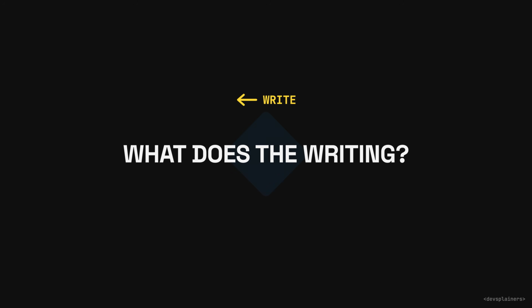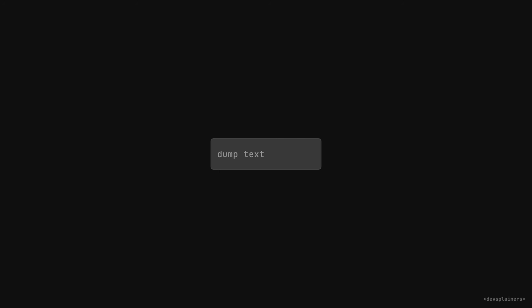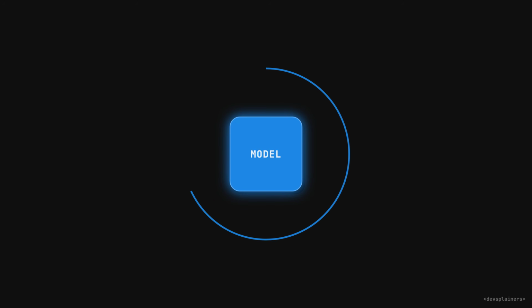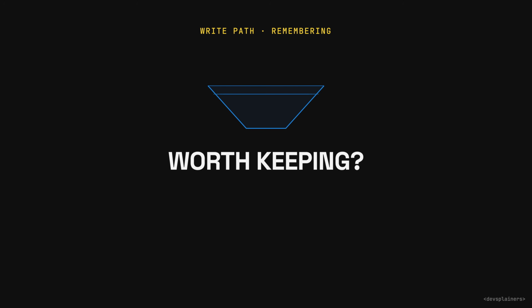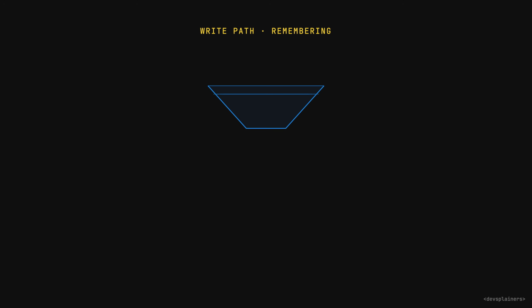If memory is the writing, something has to do the writing. This is where the "it's a database in a costume" complaint comes from, and it's worth being precise about. A good memory system isn't a place you dump text. It's a loop wrapped around the model with two halves. The write path is the remembering. After a turn, a separate process reads back over what just happened and asks one hard question. Is anything here worth keeping? Mostly, no. The model's own filler, half its reasoning, the 15 tool calls that went nowhere. All noise. The good systems bin that and keep the few durable facts.